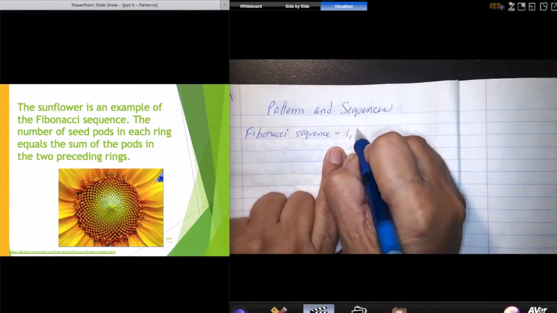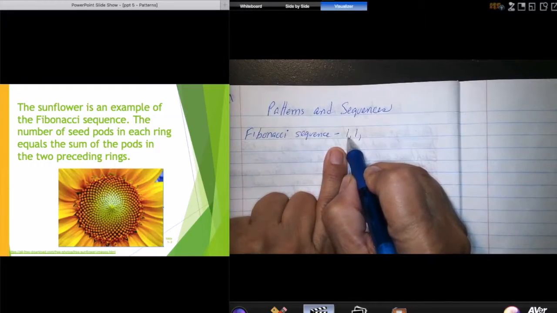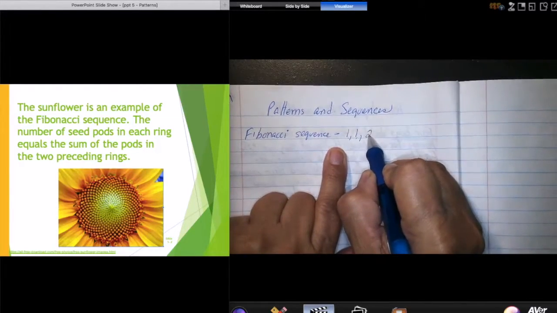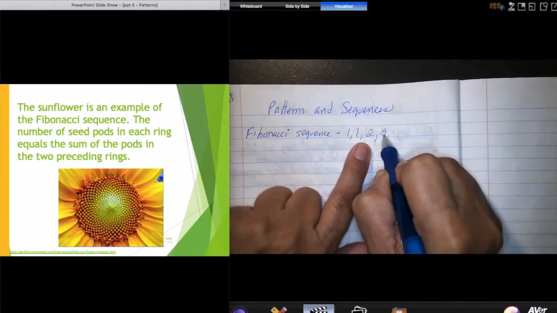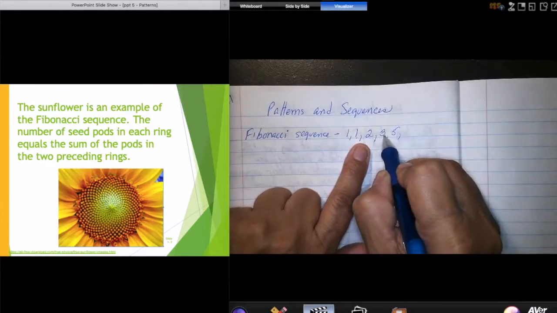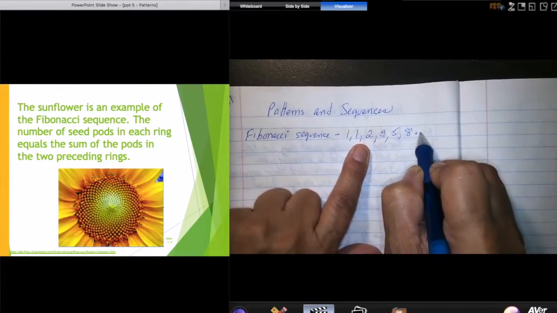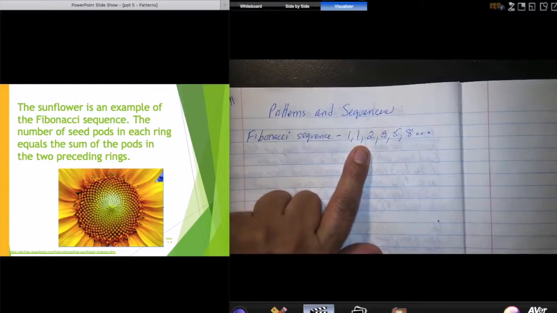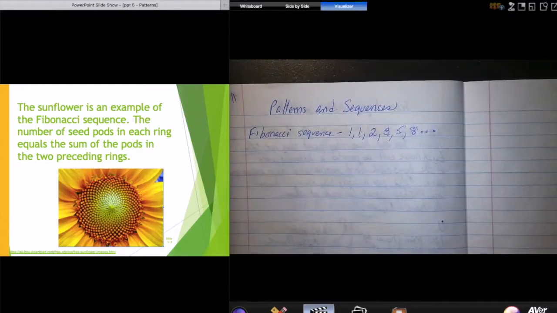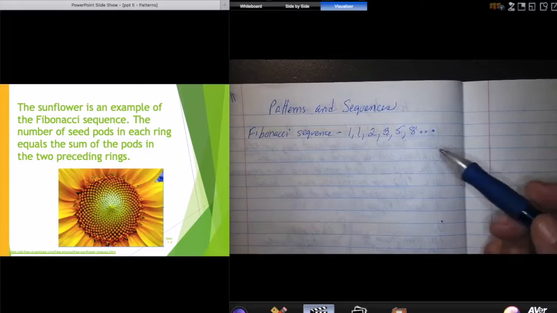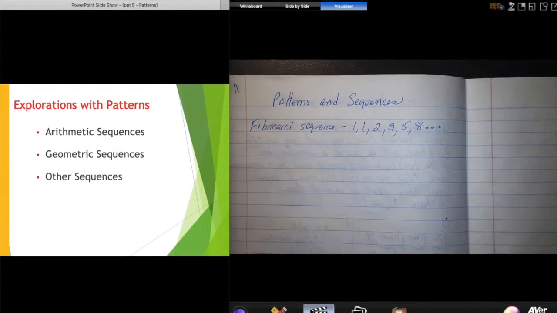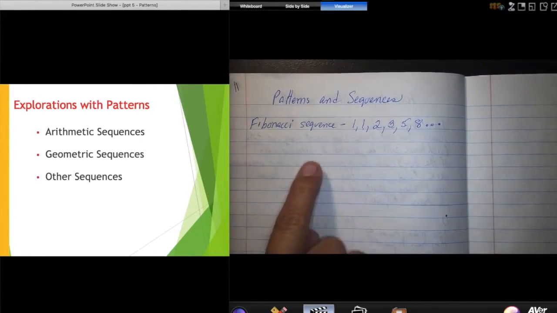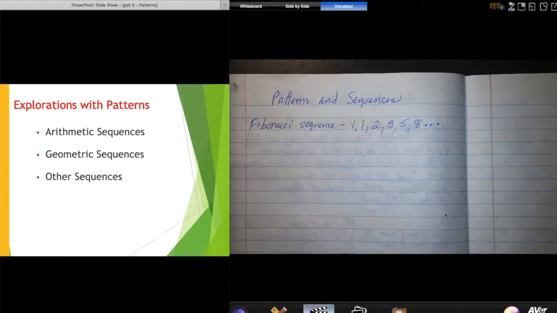It is 1, 1, and then you add 1 plus 1 to get 2, 1 plus 2 to get 3, 2 plus 3 gives me 5, and 3 plus 5 gives me 8, and so on. And so any lesson with patterns will always begin with a Fibonacci sequence. In this lesson, we're going to look at arithmetic sequences, geometric sequences, and other. An example of other, of course, is a Fibonacci sequence.